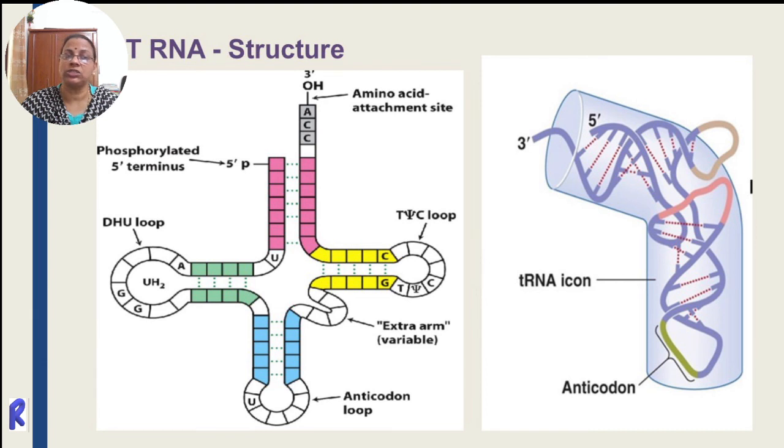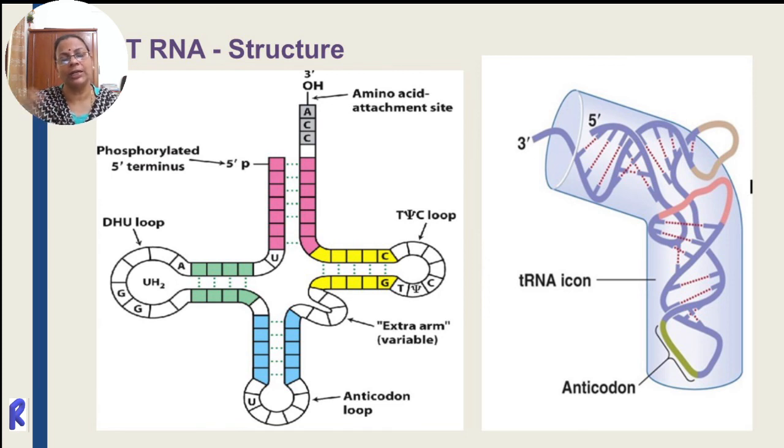So at the 3' OH terminal, based on the codon sequence, the respective amino acid will be bound. The binding of the corresponding amino acid to the tRNA is called charging of tRNA. When the tRNA is bound to the respective amino acid, it is called charged tRNA. When this tRNA brings it to the mRNA and the codon-anticodon pairing takes place, it will unload that amino acid to the ribosome where protein synthesis is taking place. Then it will move away.